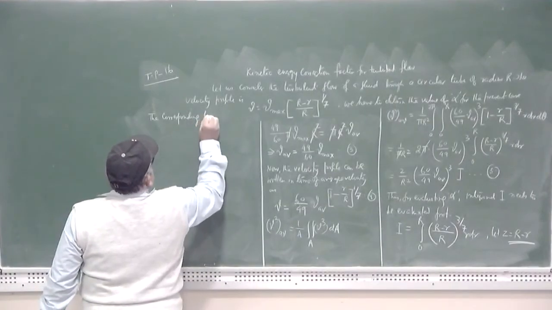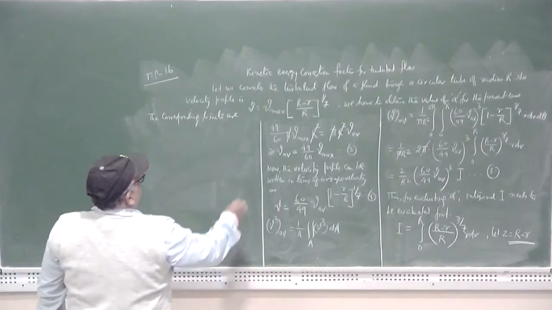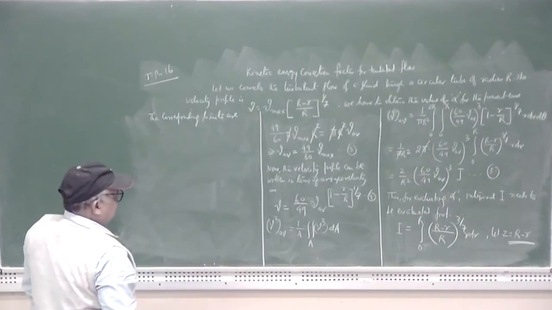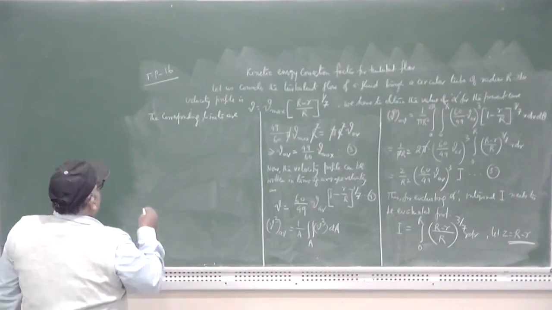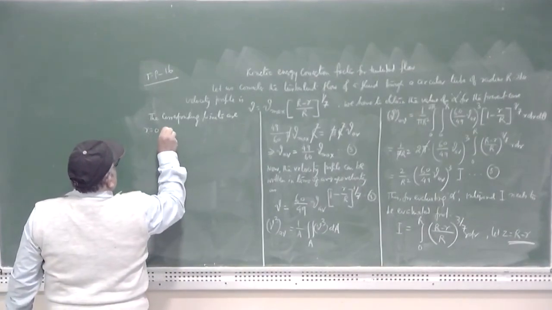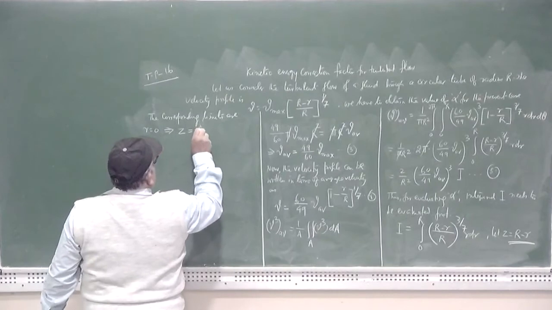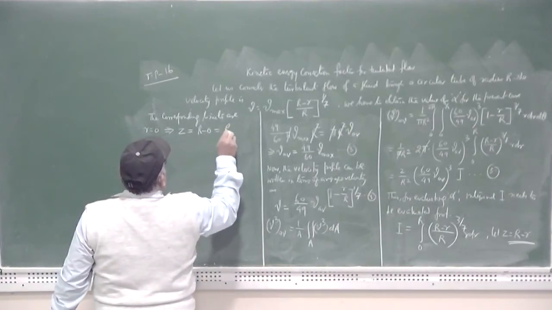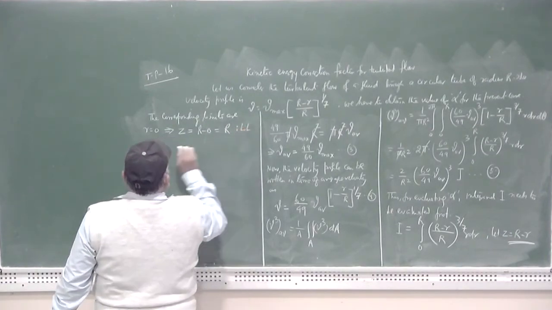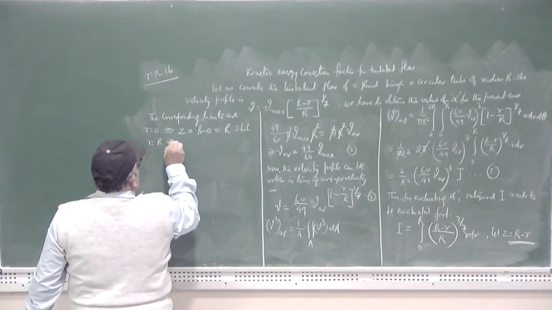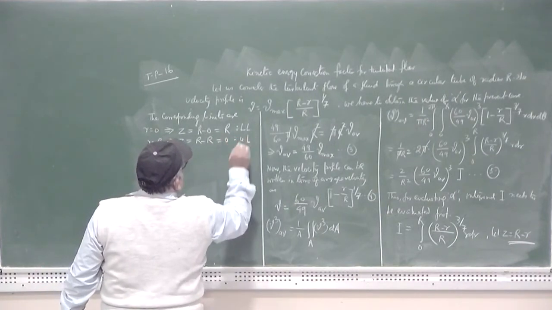Corresponding limits are: when r is equal to 0, that is when small r is equal to 0, what should be the value of z? The z should be R minus 0, that should be equal to R. This is your lower limit. When r is equal to R, implies that z is equal to R minus R, that is equal to 0. So, that is the upper limit.